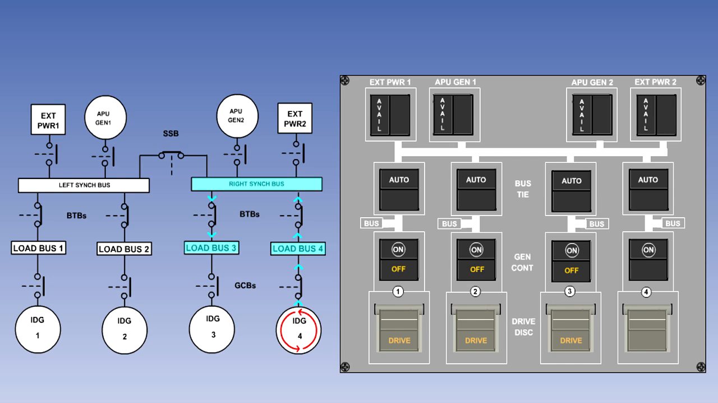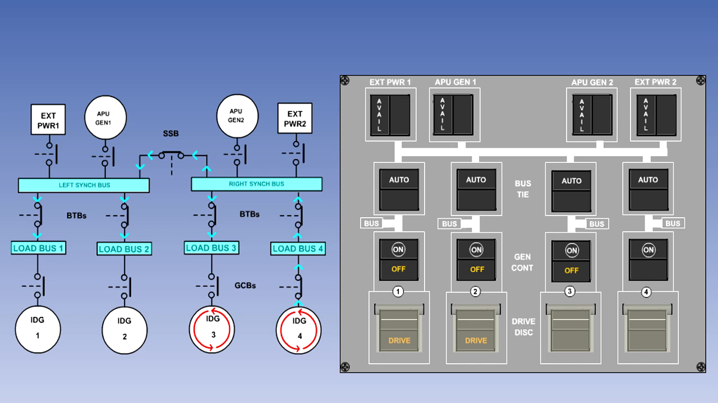From here, bus bar 3 will be supplied through its BTB, and the left synchronizing bus bar through the split system breaker. Bus bars 1 and 2 will be powered from the left synchronizing bus bar through their BTBs. Thus, generator 4 will be supplying all of the loads.